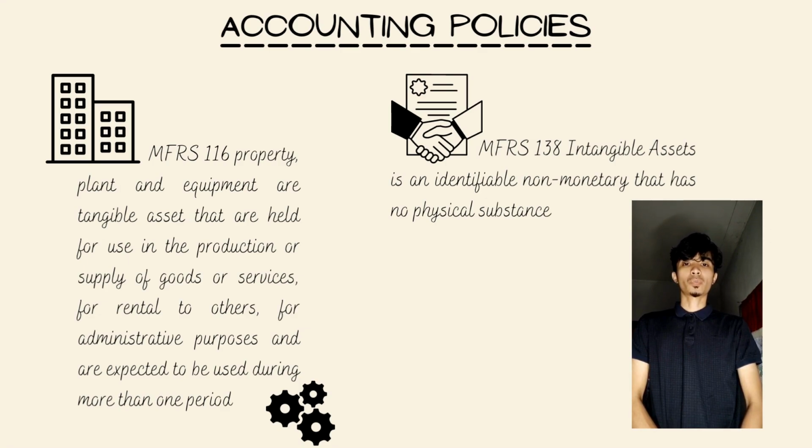MFRS 116, Property, Plant and Equipment are tangible assets that are held for use in the production or supply of goods or services, for rental to others, or for administrative purposes, and are expected to be used during more than one period. In Sunway Berhad, all items of property, plant and equipment, excluding right of use asset, are initially recorded at cost. After initial recognition, property, plant and equipment, excluding right of use asset, are stated at cost less accumulated depreciation and any accumulated impairment loss.